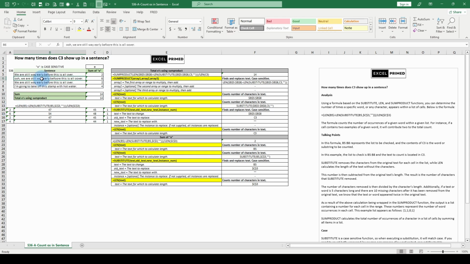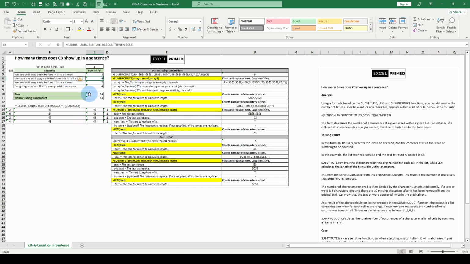Go to the next sentence. We got 54 characters long. That's LEN B6. Look over here. LEN B5, B6. Here is just LEN SUBSTITUTE B6 and divide by 1. We're going to have 6. So there's 1, 2, 3, 4, 5, 6. There's 6 O's. It's that straightforward.